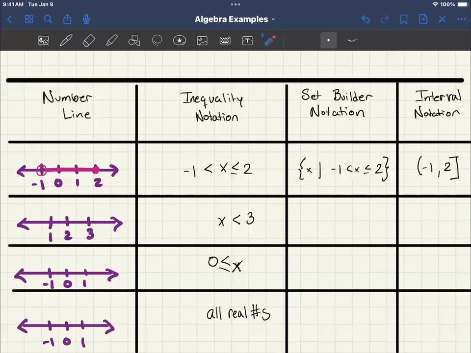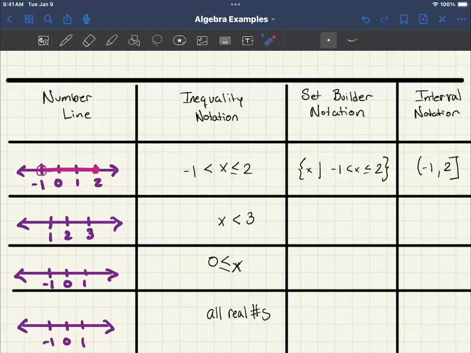Now I know this looks almost exactly like the inequality notation. It just looks more complicated. Why do we do it? We're going to see in a little bit that sometimes it actually does end up being a little bit easier. We have more complicated situations in which we do want to use the set builder notation because it gives us an advantage that we don't see with the inequality notation. You may or may not see this in your algebra class.